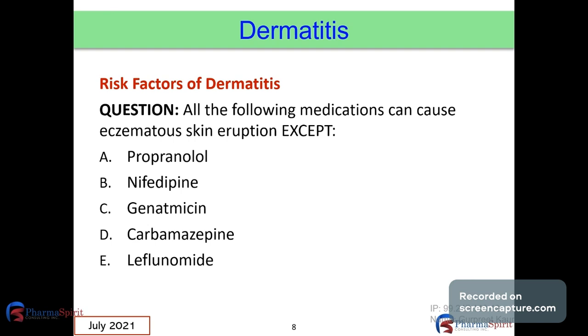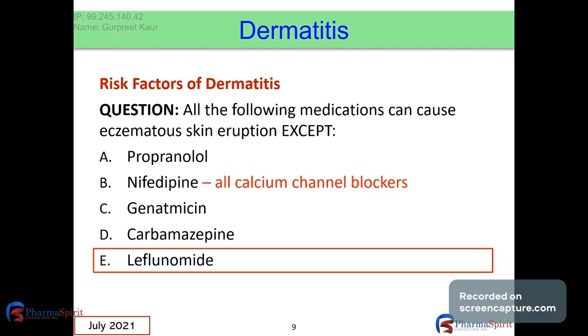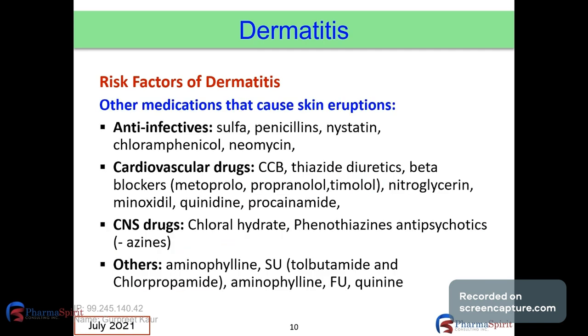Now let's look at some medications that may cause eczematous skin eruption. So all of the following medications can cause eczematous skin eruption except, and the answer for this question is leflunomide. So many medications can cause eczematous skin eruption. These drugs include propranolol, nifedipine, gentamicin, carbamazepine, and on the next slide we have another list of medications that can cause similar adverse effects. It's just very self-explanatory in terms of anti-infective: sulfapenicillin, nystatin, chloramphenicol, neomycin. All these medications can cause skin eruption.